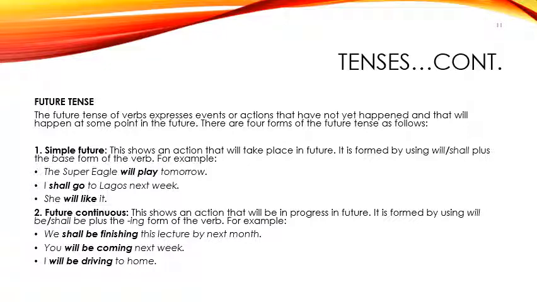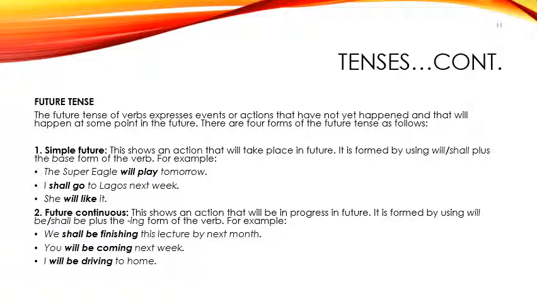Remember our discussion in the first lecture? Will and shall are modal auxiliaries with base form. You have will or shall plus the base form of the verb. Remember our discussion of base form? That is the dictionary form, or to infinitive or bare infinitive. Take a look at the examples. The Super Eagles will play tomorrow. Can we see? The tense is used to express something that will happen in the near future. Will, indicating futurity. Play tomorrow, verb in its base form.